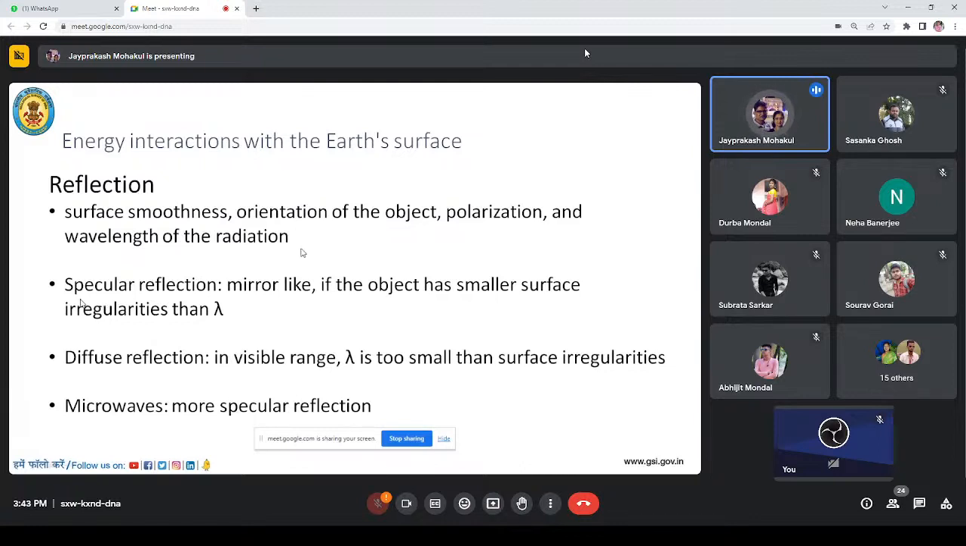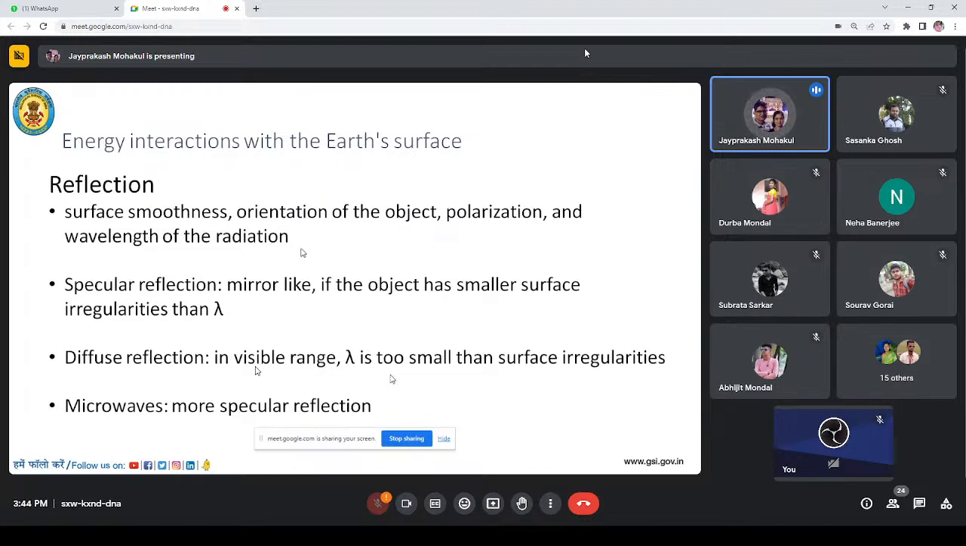So what is specular reflection? It's mirror like. Whatever total energy gets incident is completely reflected back, right? Diffuse reflection is basically because no surface is truly specular. Specular means a completely flat surface, right? So there, whatever energy gets incident gets completely reflected in the visible range, of course.